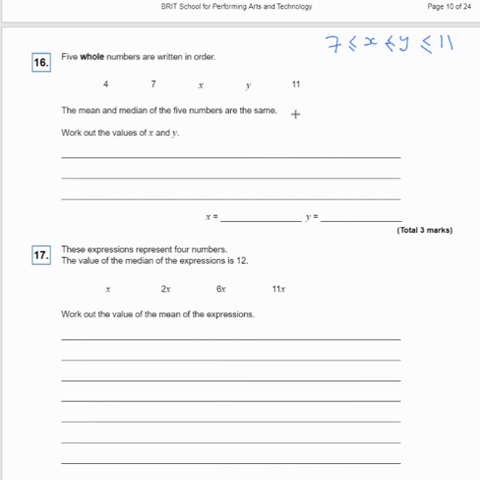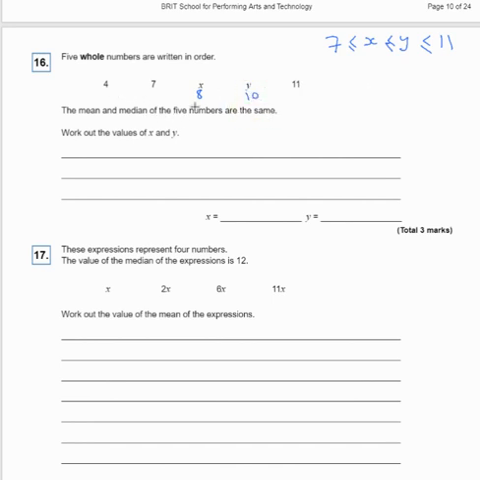Fun, fun, fun. Okay, let's just guess some numbers. So let's just say x is, I don't know, let's go for x being 8 and y being 10.